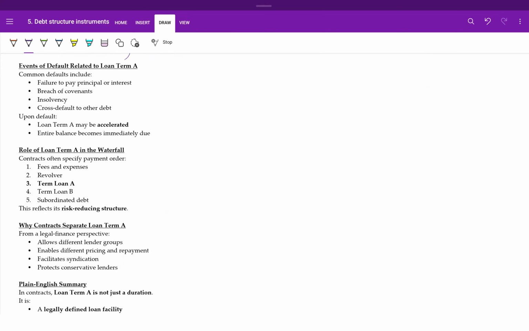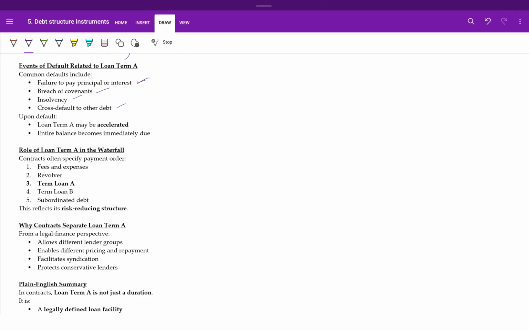So during the event of default related to loan term A, common features of default include failure to pay principal or interest. So this will be considered as a default. Failure to pay interest and principal, breach of covenant, and insolvency would be considered as default. So these are the events of default. Cross default to other debt, if there was any cross default to other debt, that would be considered as an event of default.